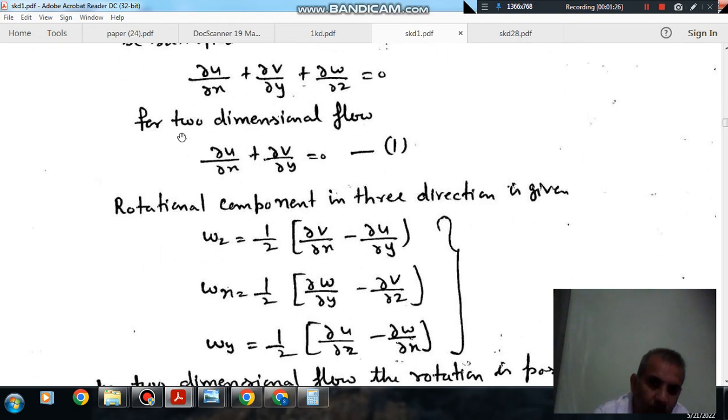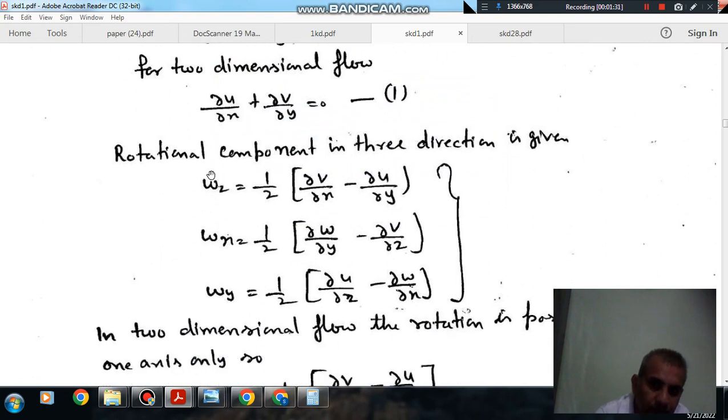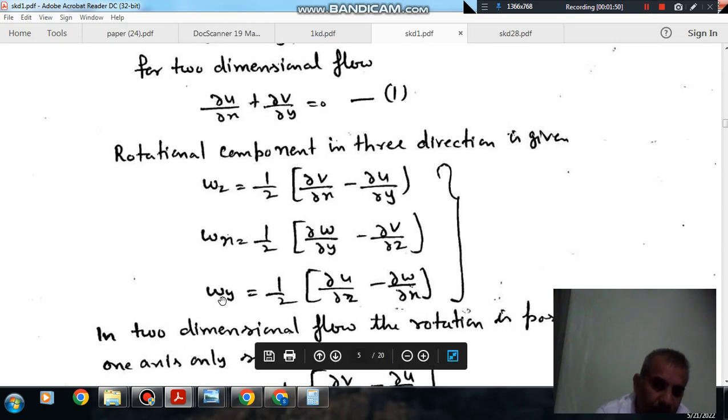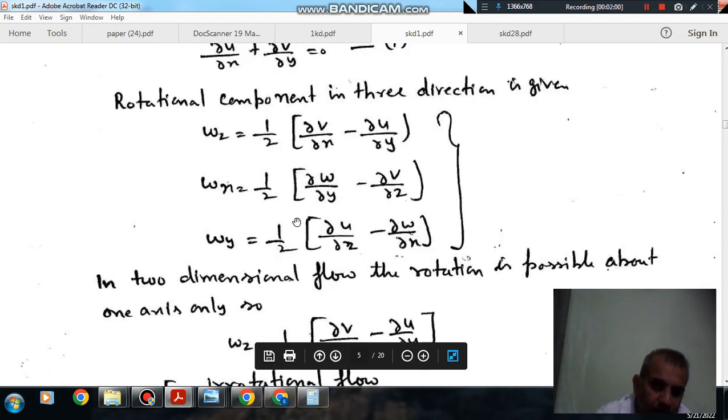Okay. Now for irrotational flow, the angular velocity in all the three directions: omega z is 1 by 2 (∂v/∂x minus ∂u/∂y), and omega x is 1 by 2 (∂w/∂y minus ∂v/∂z), and omega y is 1 by 2 (∂u/∂z minus ∂w/∂x).